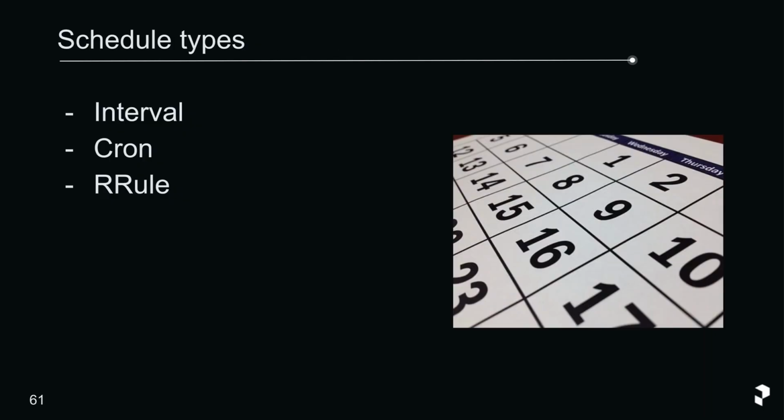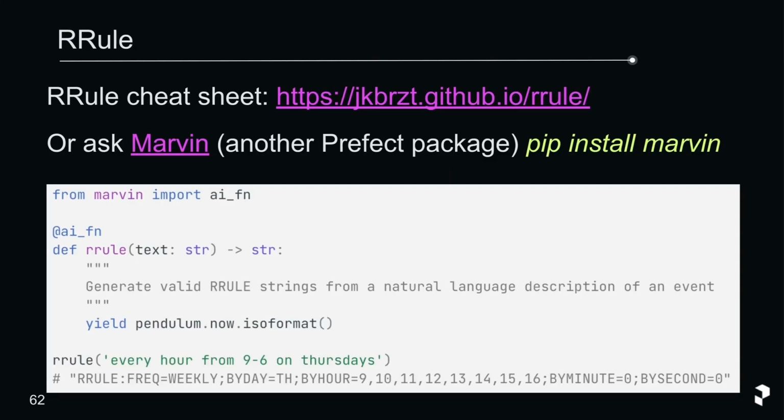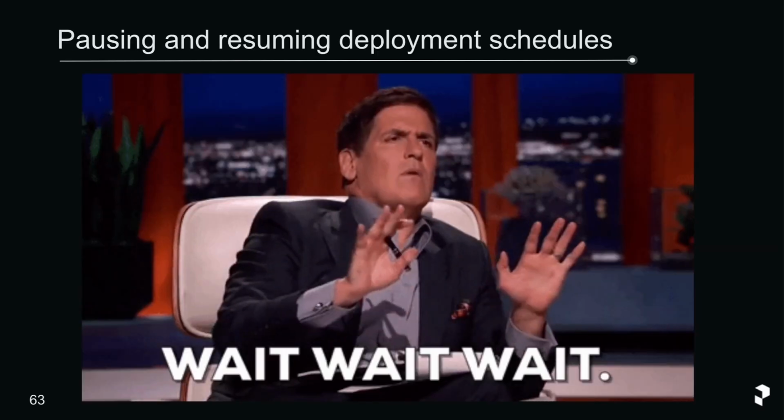There's a few different schedule types that Prefect supports, and they're listed here. So there's interval, there's cron, there's rule. So at the end of the day, just pick and choose what is most familiar to you or whatever suits your needs for scheduling. Now, for our rule, there is a little bit of a cheat sheet that you can follow, and we've linked that here. Alternatively, you can install Marvin, which is another Prefect package, and you can use that to generate a rule schedule for you by just writing it in plain English, and then you should get the rule schedule back.